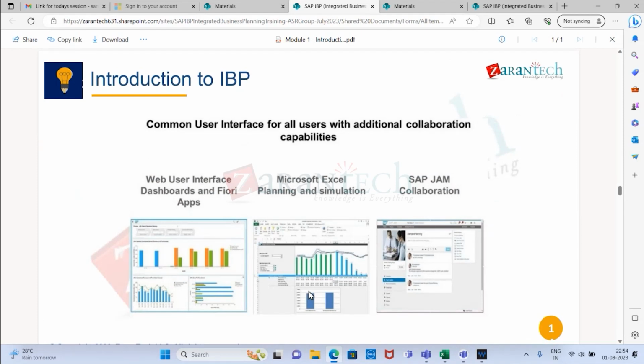So next slides are basically the common user interface. As I have been explaining, IBP is providing quite a good user interface, which is extremely user friendly, like Excel spreadsheet, then web-based user reports, and Fiori apps. SAP Jam, as I mentioned, communicates with the social networking sites. So these can also be used for your day-to-day operations and communications, and MIS reporting to the organization.